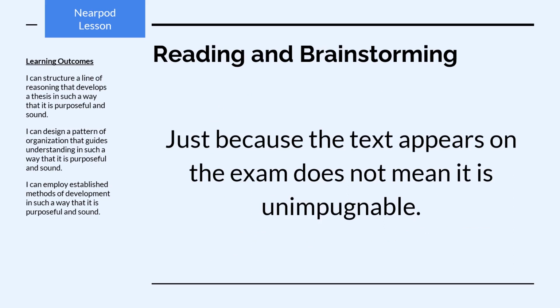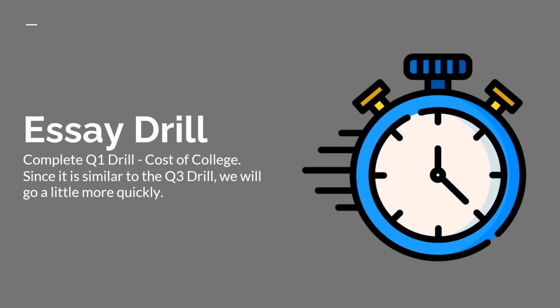So consider this, just because a text appears on the exam does not mean it is unimpugnable. Just because the College Board has put a text on its Q1 question does not mean that you should take everything that text says as uncritically true and perfect. In fact, they oftentimes are expecting you to look at a text and say, hey, that doesn't line up, and then use that as part of a counter argument. So make sure that you're looking at the text critically and that you're not just swallowing everything that they say without considering it. Let's go ahead and move on at this time to our essay drill.